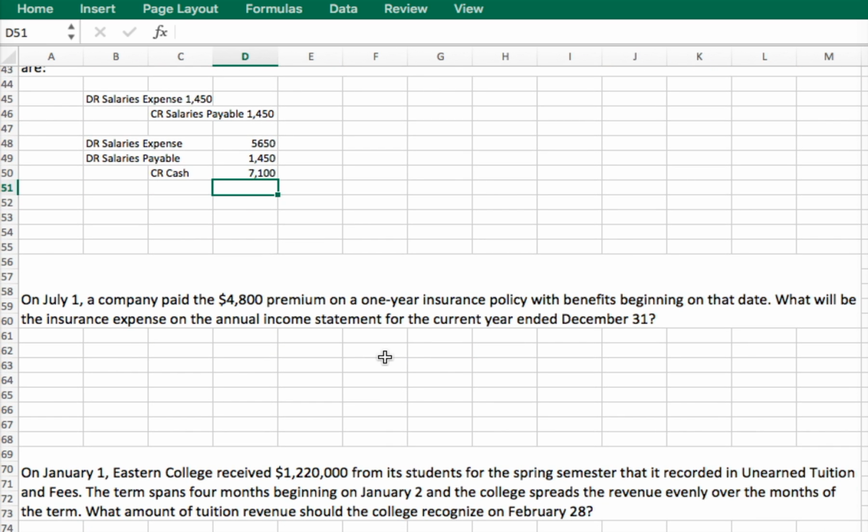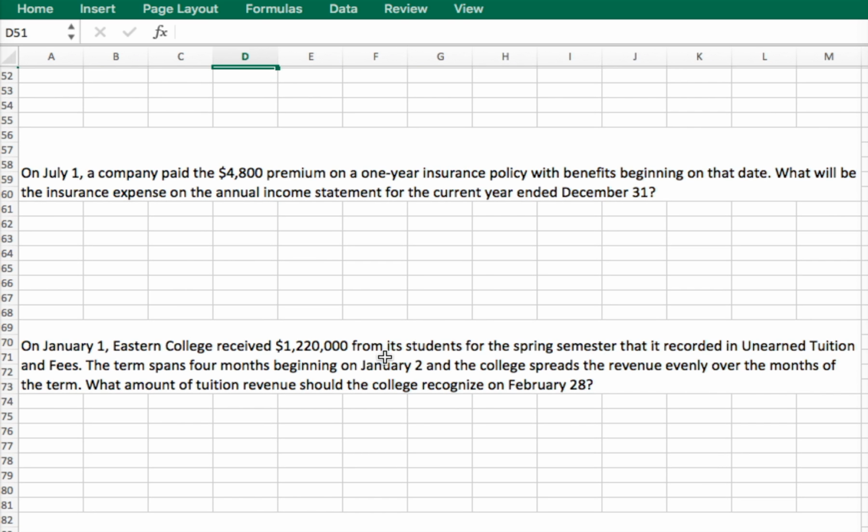On July 1st, a company paid $4,800 premium for a one-year insurance policy with benefits beginning on that date. What will be the insurance expense on the annual income statement for the current year ended December 31st? Okay, the only trick to this question is realizing that since we started in July, we're not talking about a full year's worth of insurance expense here. So we want to know the period from July 1st to December 31st. Well, that's 6 months, half a year. So that's just going to be $2,400, or half of the 1 year premium.